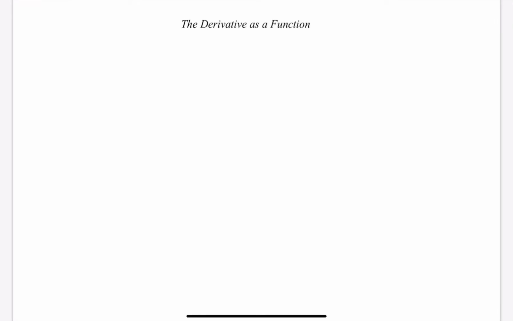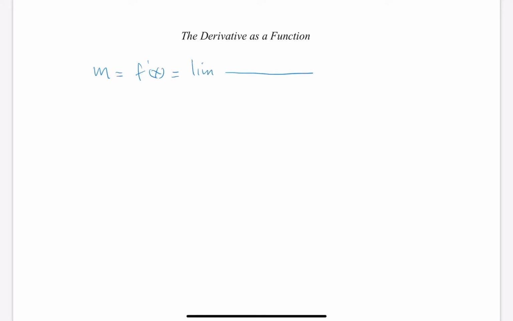Hi everyone, today we're going to talk about 2.8, which is the derivative as a function. Let me just review what we had last time. We said the slope of the tangent line is equal to the derivative of the function, and it is equal to the limit of f at x plus h minus f of x over h as h is approaching 0. And that's the same thing as the velocity, and the velocity input is usually the time, right?